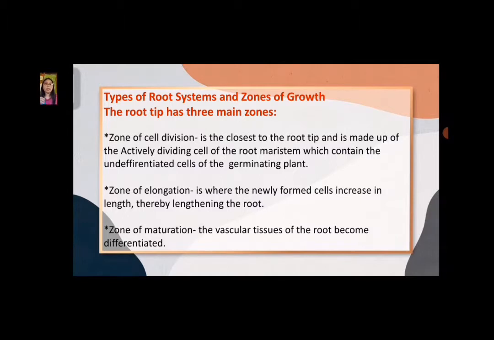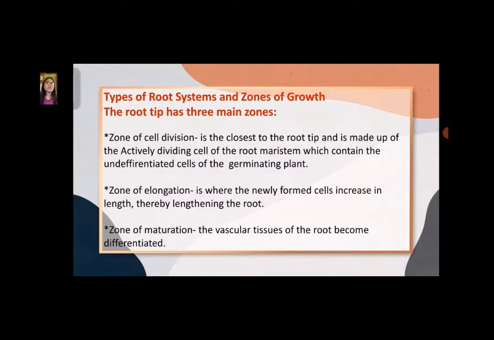paglaki ng halaman. So next is the zone of elongation, where the newly formed cells increase in length, thereby lengthening the root. So the zone of elongation ay kung saan ang bagong nabuong cells ay tumataas ang haba, sa gayon ay nagpapahaba ng ugat or the root. Beginning at the first root here is the zone of cell maturation, where the root cells differentiate into specialized cell types. So next is the zone of maturation.